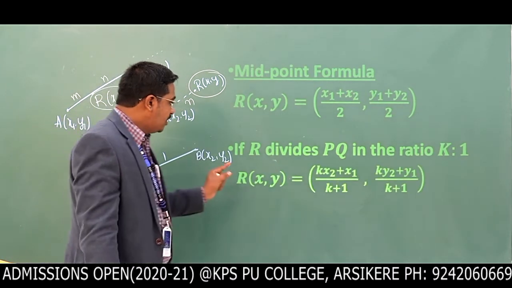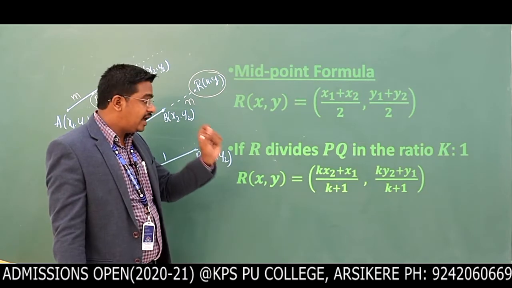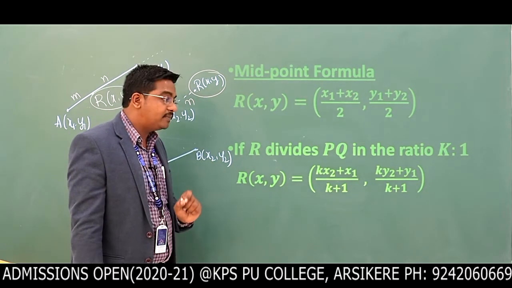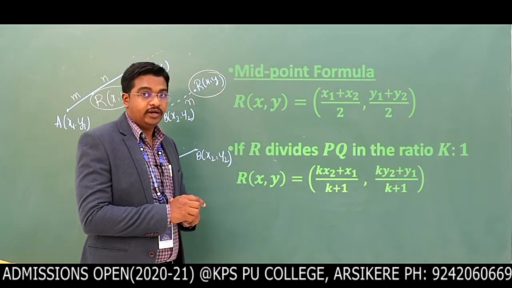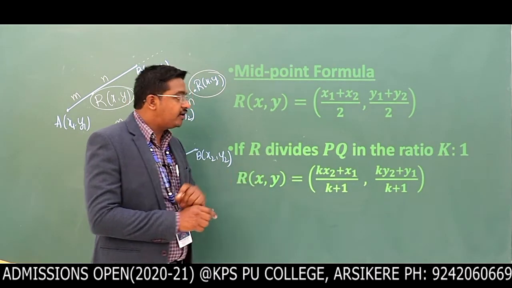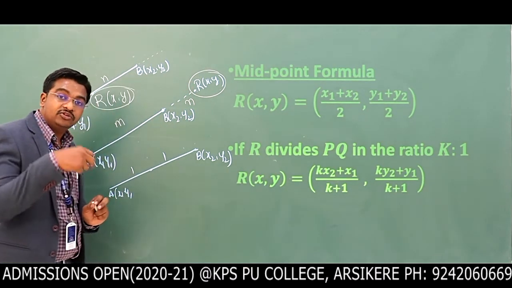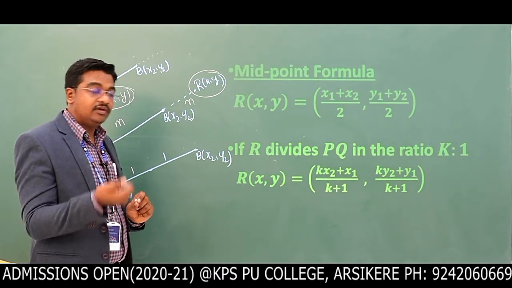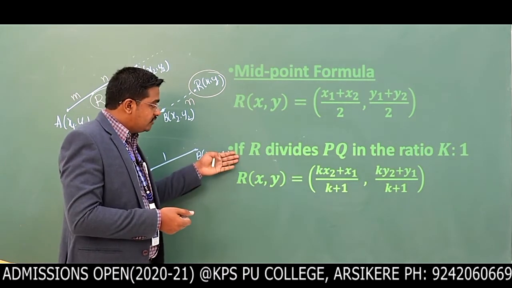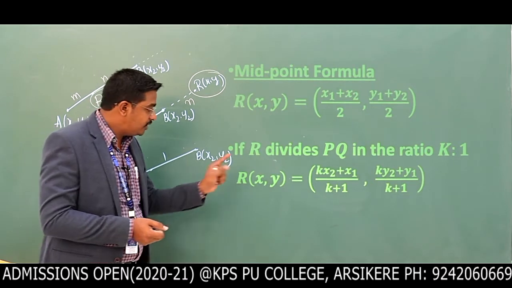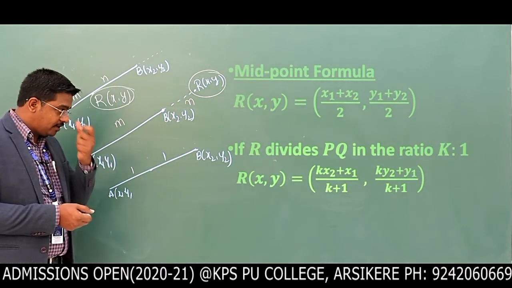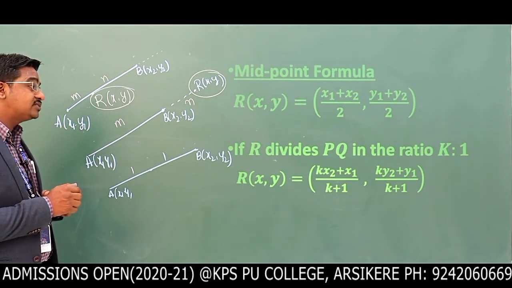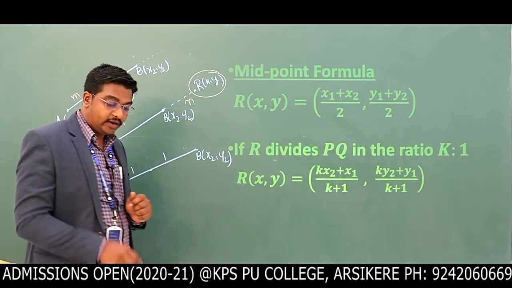the corresponding formula will be R of x comma y is equal to kx2 plus x1 divided by k plus 1, comma ky2 plus y1 divided by k plus 1. Understood, children? This is the formula to find the ratio. Generally what do we take? We consider k:1. So when we consider k:1, we will be left with this one. The formula will be R of x comma y is equal to kx2 plus x1 divided by k plus 1, comma ky2 plus y1 divided by k plus 1.